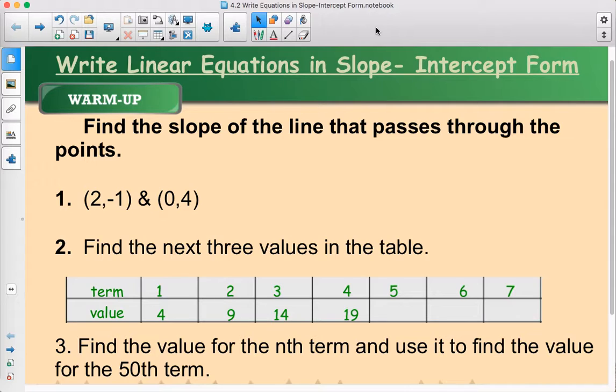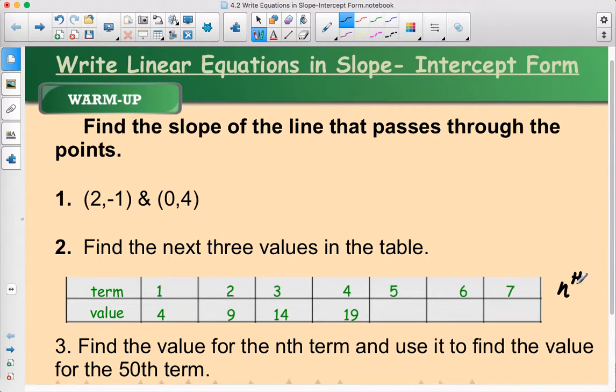It's a table right now where I've said the first term has a value of 4, the second term has a value of 9, third 14, then the fourth term 19. The first question, just to ease you into it, is just to find the next 3 values in the table. Then the third question asks you to extend that thinking and tell me what the nth term would be. So for example, if I kept going on and on and on, I don't want to know what the 8th or the 9th or the 10th.